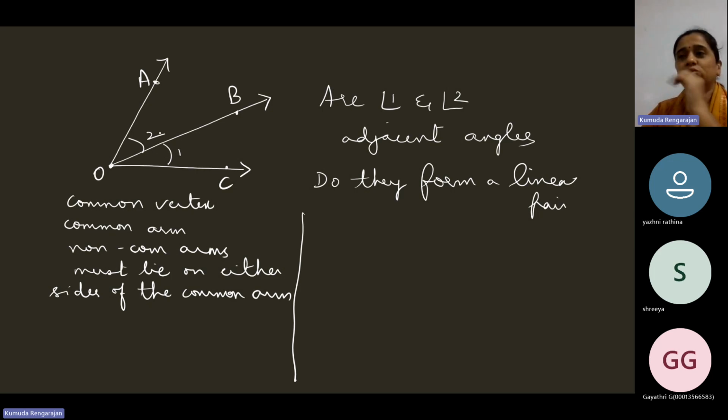How many angles can you see in this figure? Correct. Name the two angles. Okay, name it. Angle BOC and AOB. Online children, how many angles can you see in this figure?